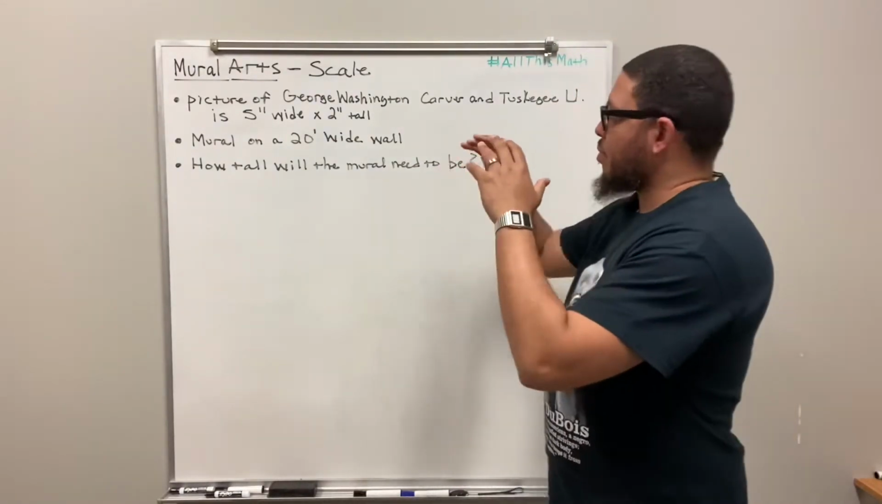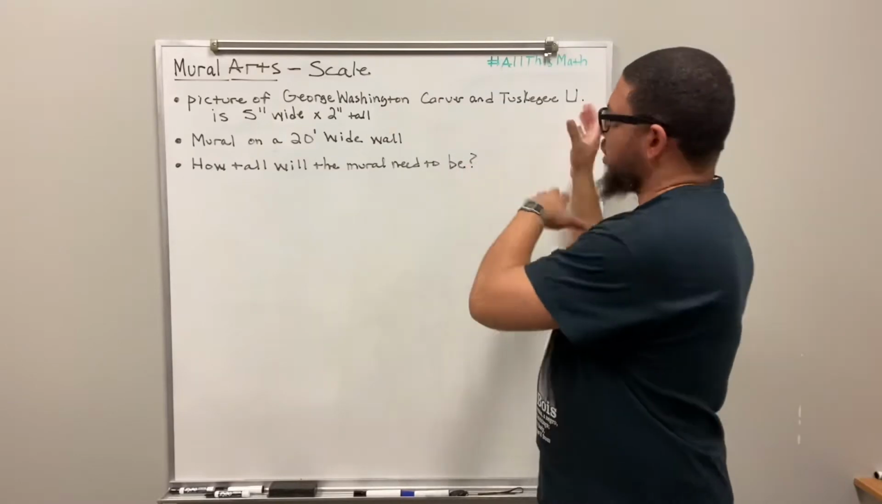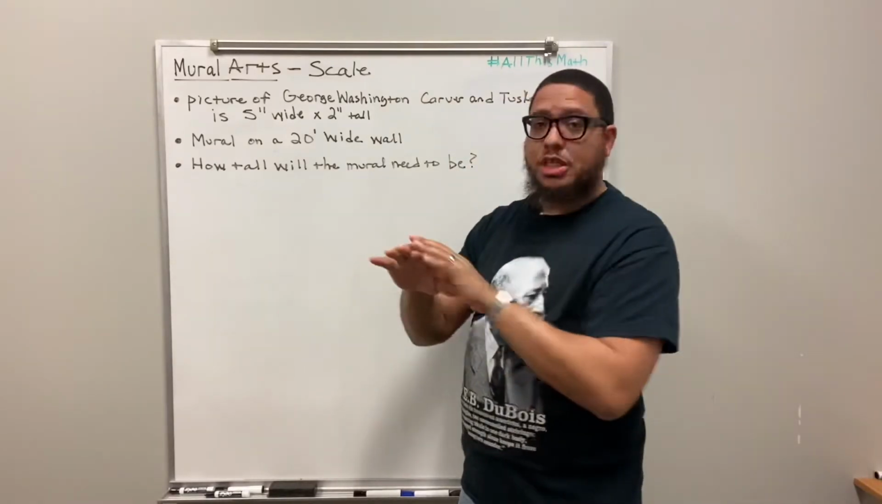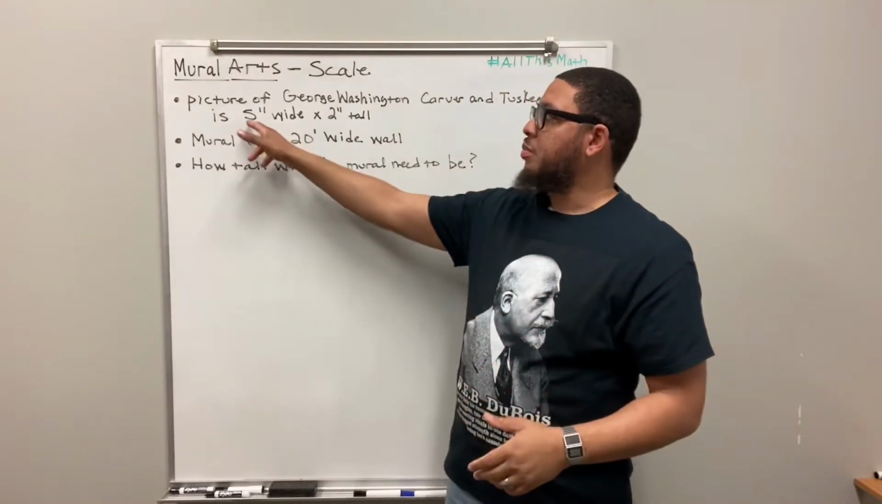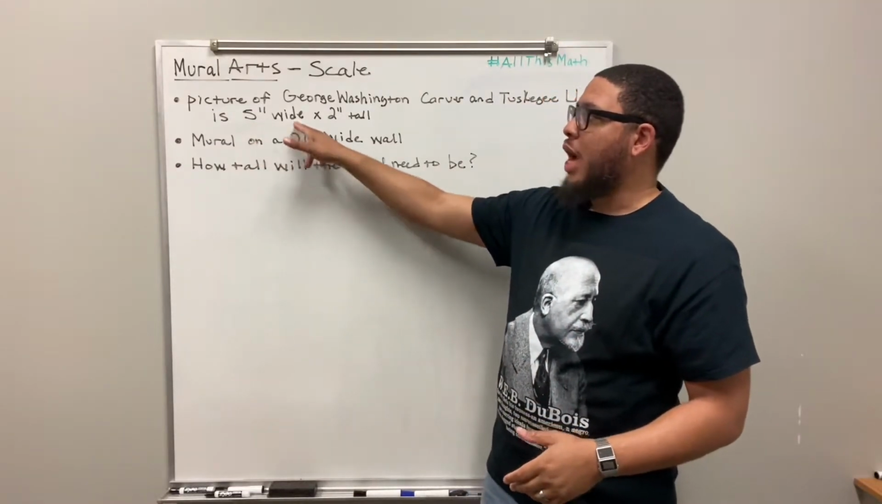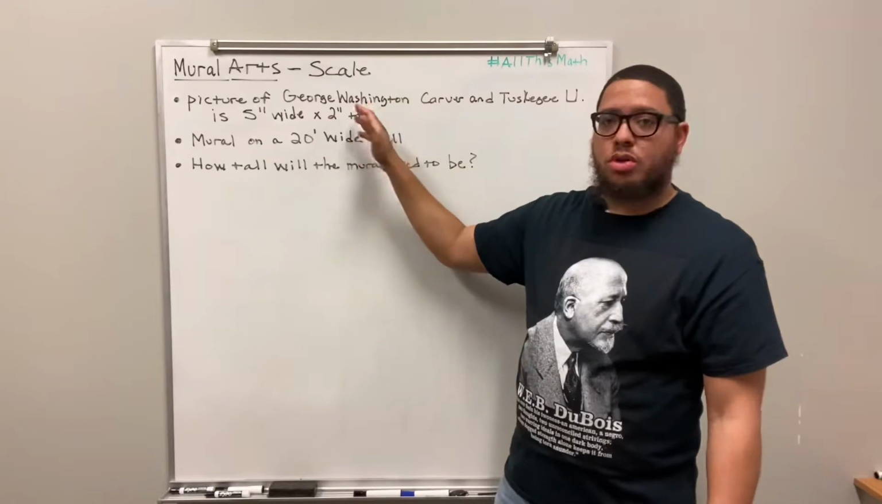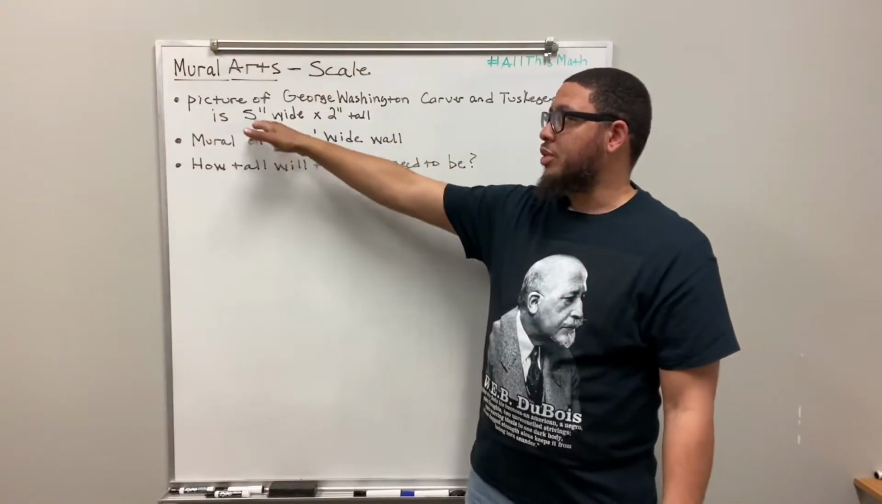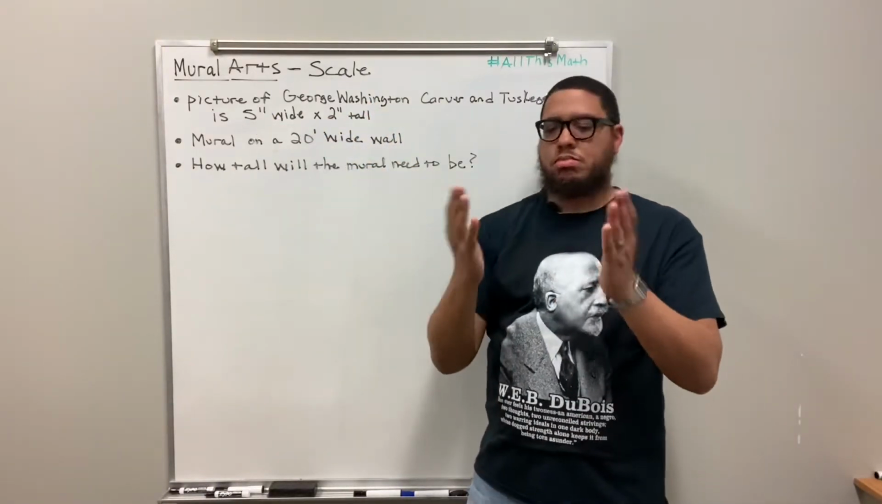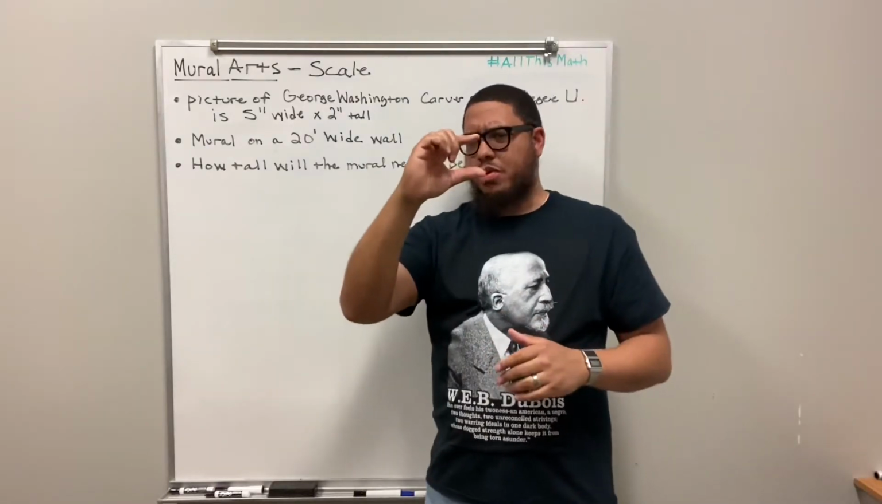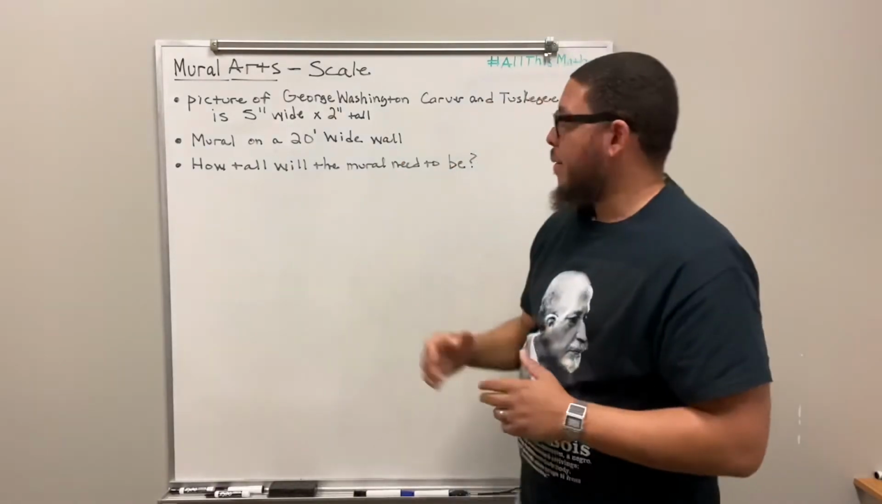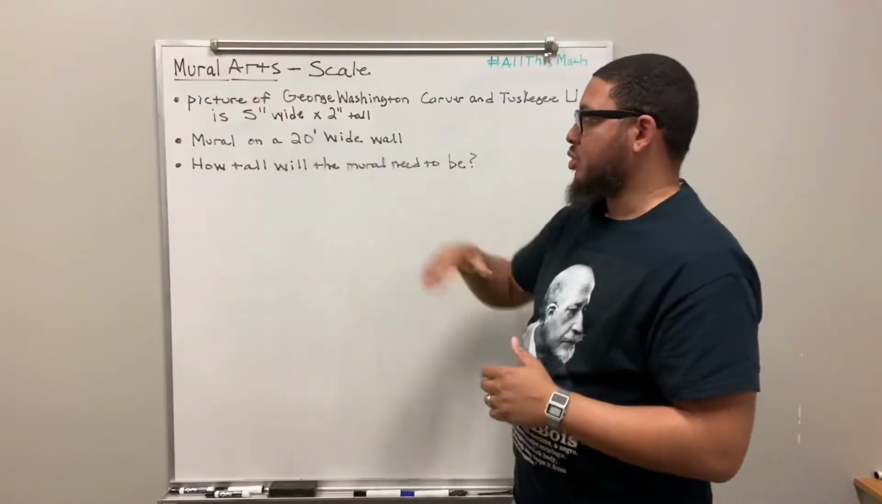So we have George Washington Carver and Tuskegee University on a picture, on a regular piece of paper. On this regular piece of paper, the picture is 5 inches wide and 2 inches tall. These are the dimensions of the picture. 5 inches wide, and 2 inches tall. So that's kind of small, right? But 5 inches wide and 2 inches tall.